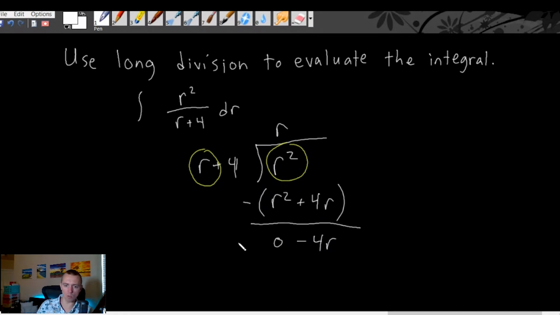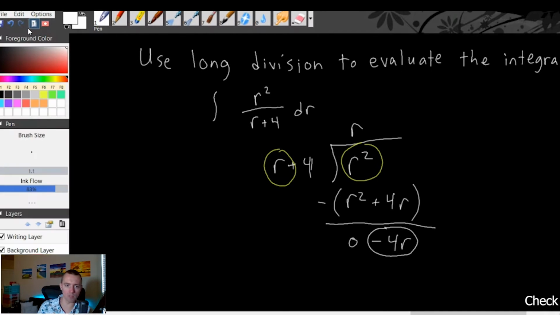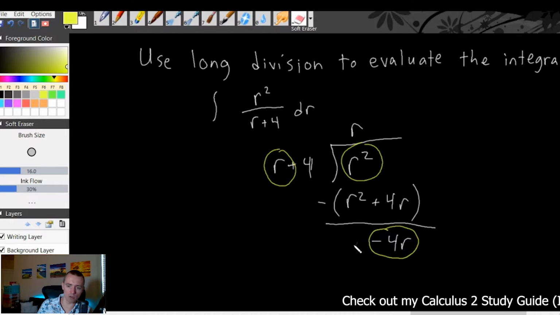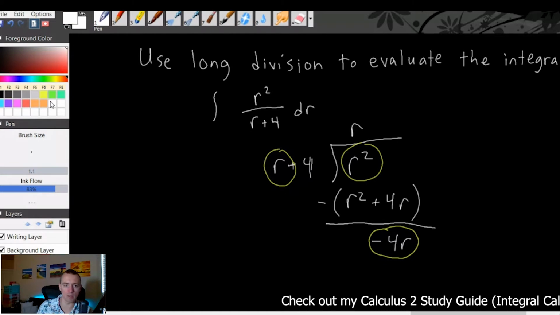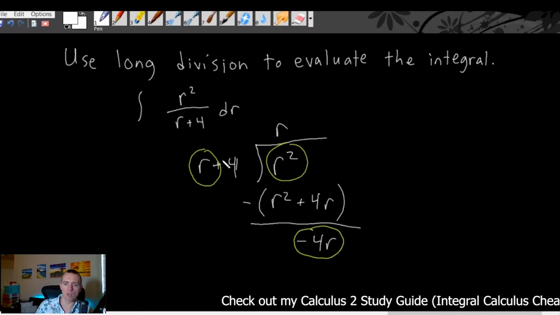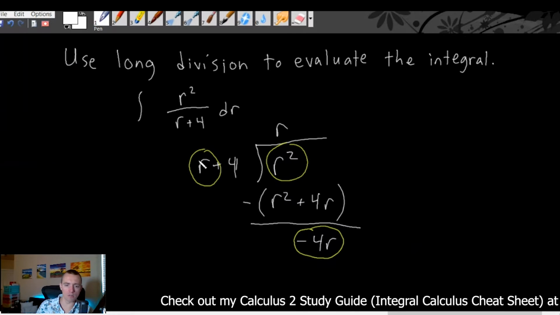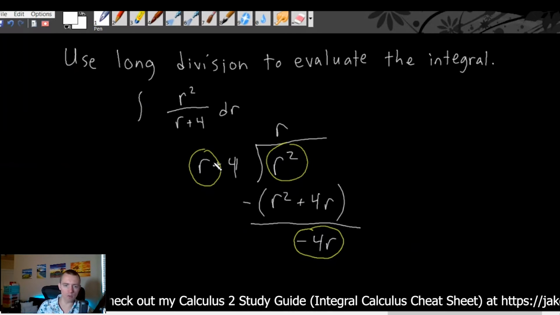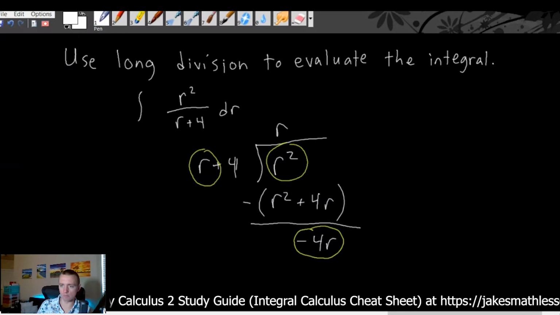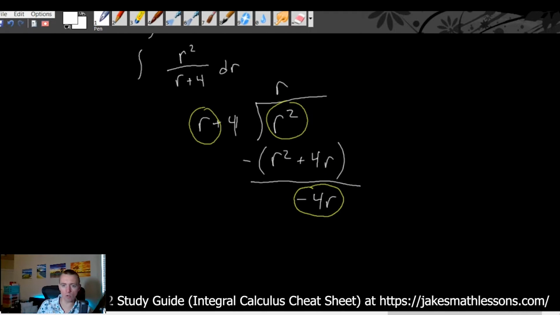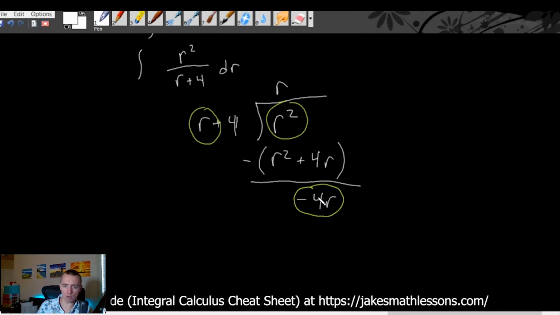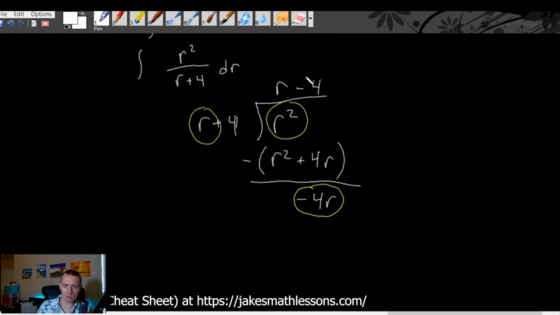Okay, so then we're looking at our leading term here. Negative 4r is now our leading term. We have this 0 here. That's obviously not doing anything. I'll just get rid of that. So we have negative 4r divided by just our leading term over here. That's all you need to worry about is the leading term. So negative 4r divided by r gives us negative 4. So we write negative 4 up here.